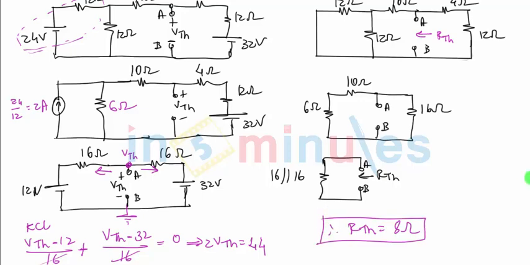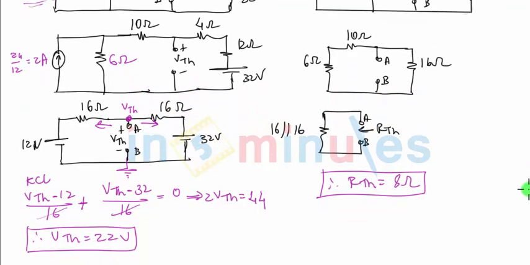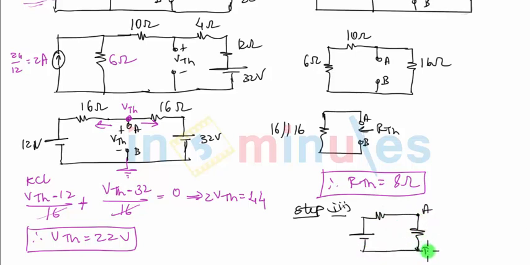So once we have got RTH, we now go to step number 3. In step 3, we will finally draw the Thevenin's equivalent circuit. So Thevenin's equivalent circuit will have VTH in series with RTH, and we will connect our original resistance that was connected between points A and B. So VTH has come out to be 22 volts. RTH is equal to 8 ohms, and between points A and B the resistance was also 8 ohm.